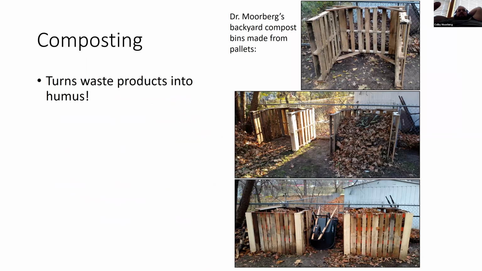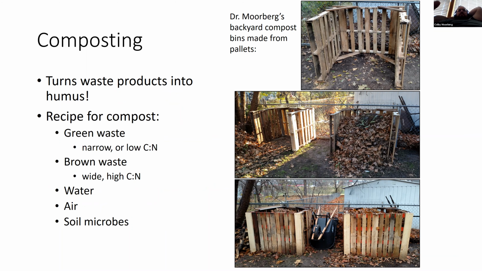All right, so composting is basically turning waste products into humus or soil organic matter. When we compost, we could take green waste with a narrow or low C/N ratio, brown waste with a wide or high C/N ratio, and mix those two together, and that's going to fuel the decomposition by these microbes. But they do need proper water content, air content, and we need microbes that are present and active.